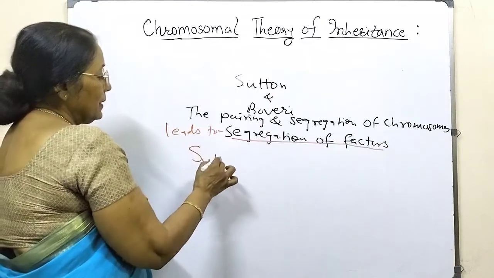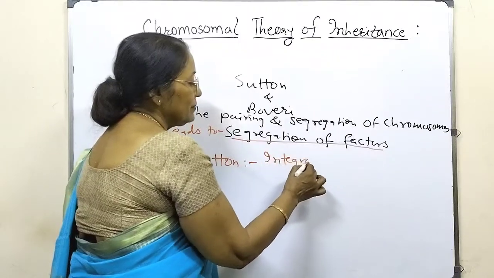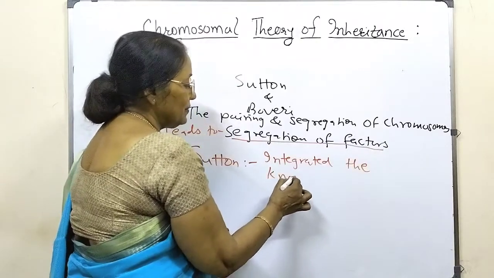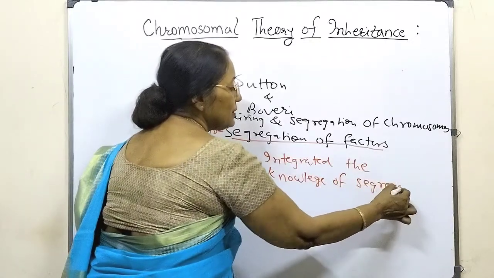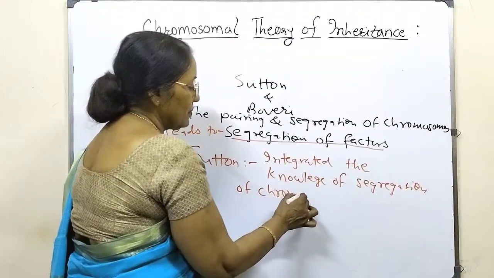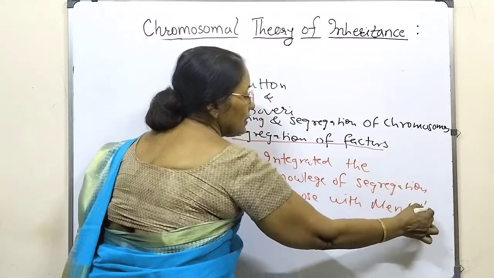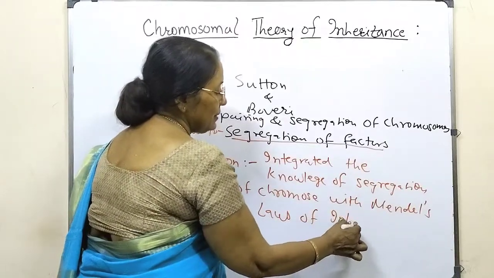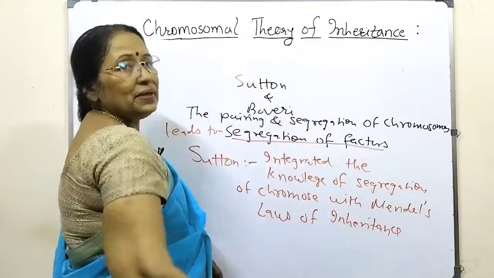Then Sutton integrated the knowledge of segregation of chromosomes with Mendel's laws of inheritance. Mendel's laws of inheritance. And this is called the chromosomal theory of inheritance.